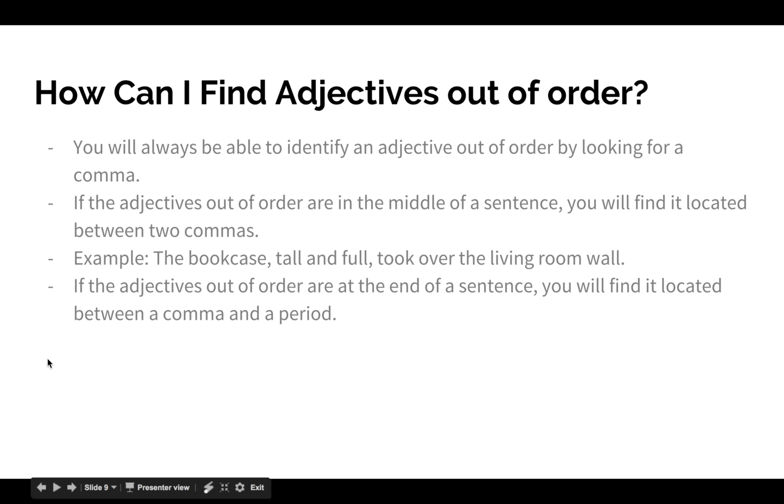If the adjectives out of order come at the end of a sentence, you're going to find it still between a comma, but instead of having a second comma at the end, there's going to be a period at the end. So an example, I've never tasted better coffee, rich and satisfying. So see here, this is where if we didn't have the adjectives out of order, the period would go here. But since we're adding extra pieces to the sentence, we put a comma and then we have a period at the end.